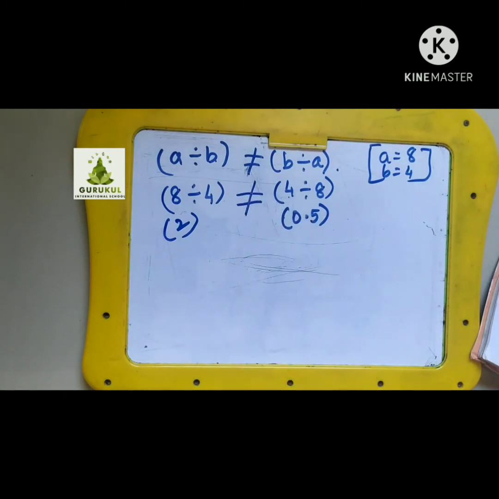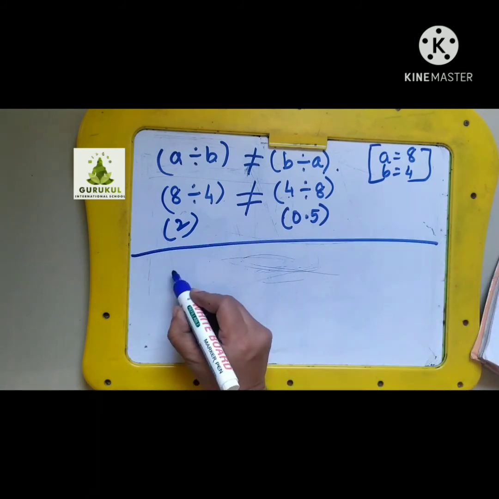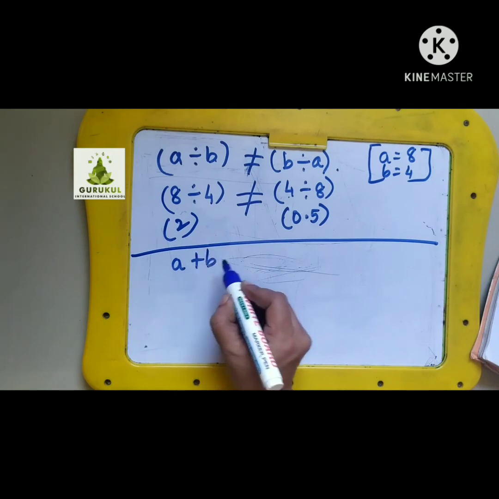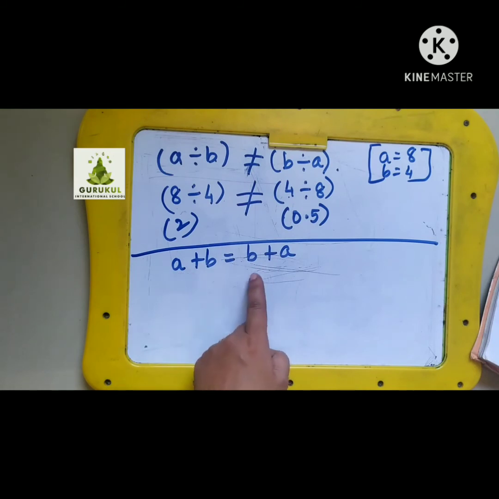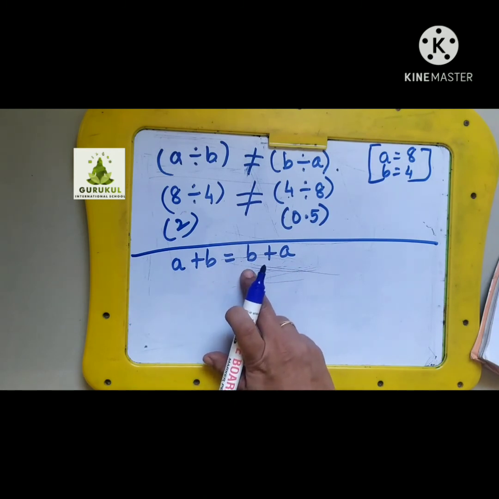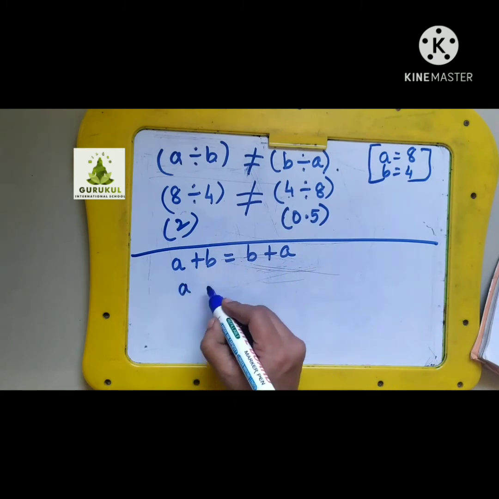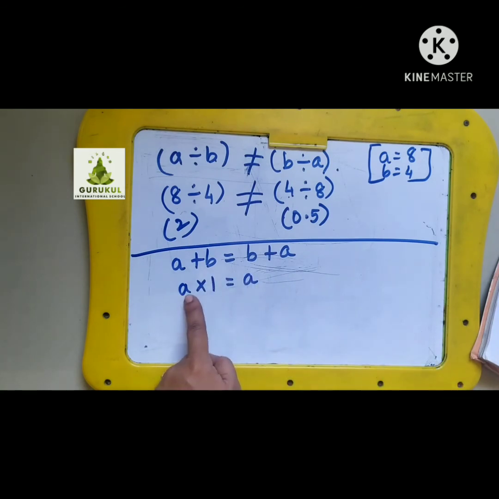So these are the properties which are telling you. The first property tells us that a plus b is equal to b plus a. That means whether you write a first or you write b first, the answer for addition is always going to be equal. The second property tells you that a into 1 is equal to a. That means any number multiplied by 1 gives you the number itself. 2 ones are 2, 4 ones are 4, 6 ones are 6. Likewise.